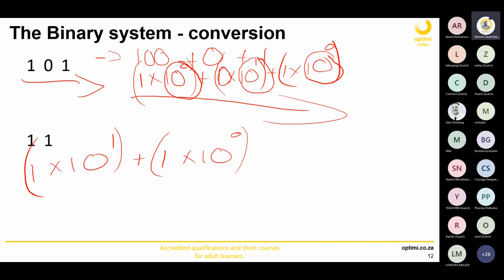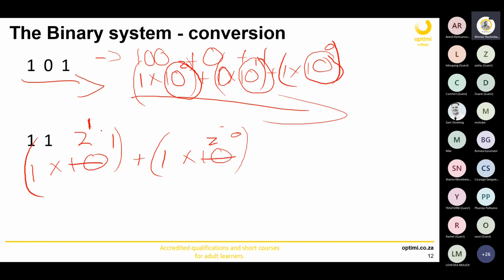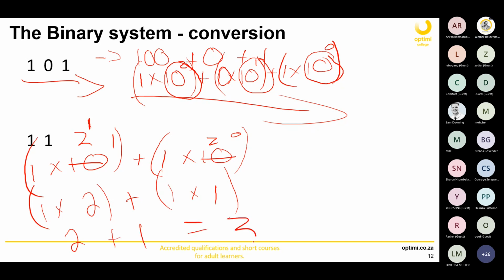All of you agree with that? But it's not 10. So if this is binary, then this is to the power of 2. So 1 times 2 to the power of 1 plus 1 times 2 to the power of 0. What is 2 to the power of 1? 2 times 1 plus 2 to the power of 0 is 1 times 1. That's 2 plus 1 equals 3.